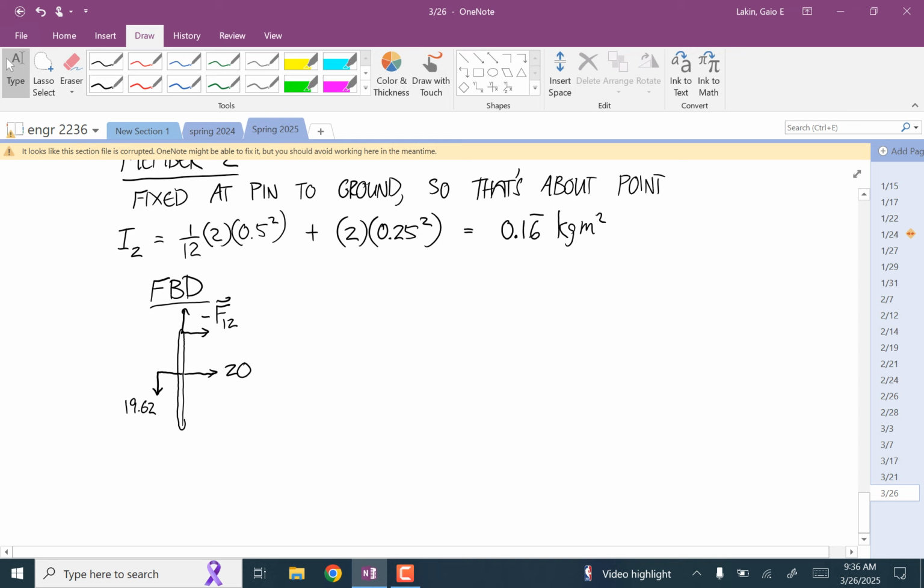Then down here, you could call this the force on 2 by the ground, or when it's connected to the ground, you don't have to use that subscript notation. So I'm just going to call this R, just a reaction force with the ground.